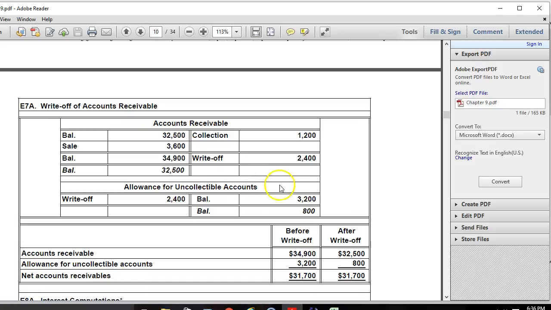So do you see in accounts receivable, we credited $2,400 to come up with a new balance now of $32,500? So to remove that balance from accounts receivable that he owes us, we have to credit accounts receivable $2,400 to have a new balance of $32,500. Our offsetting debit is to debit our allowance for uncollectible accounts of $2,400. So our credit of $3,200 minus our $2,400 write-off gives us a balance in our allowance for uncollectibles of $800, doesn't it? Make sense?